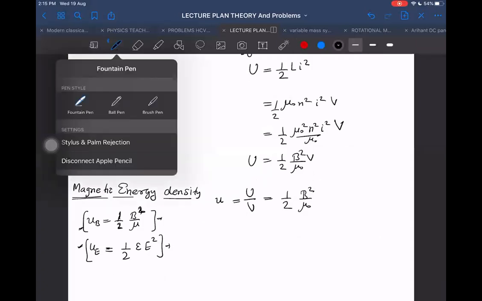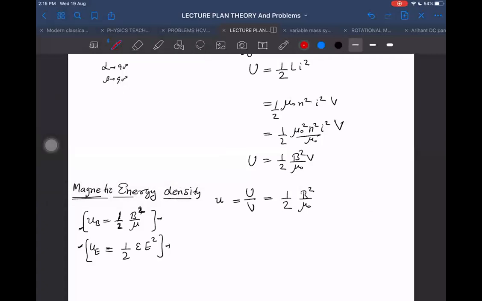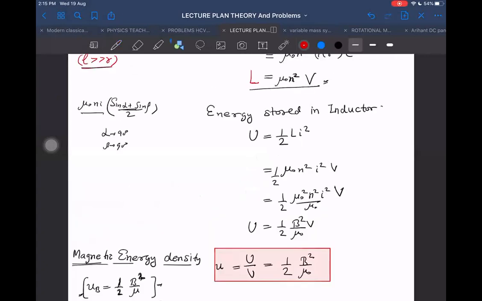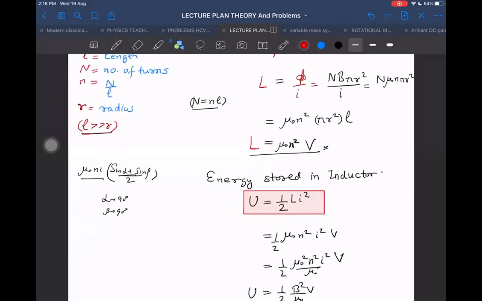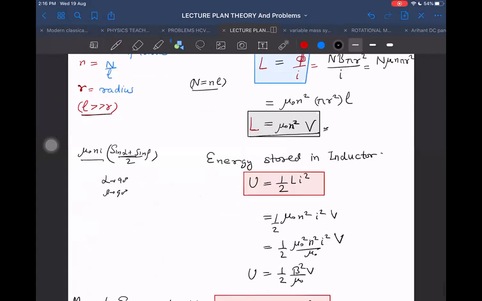Anyway, right now I expect you to remember these relations. This one is a very important relation, and I want you to remember it. And this one you already know. And here phi by I also, I think everybody knows this important relation. And then recently we have found one more formula for the self-inductance of a solenoid.